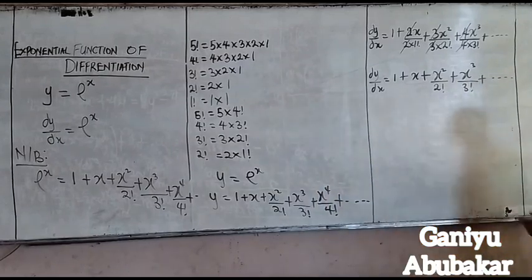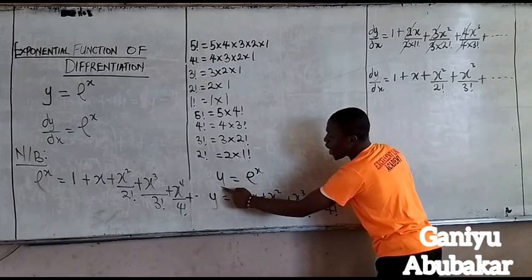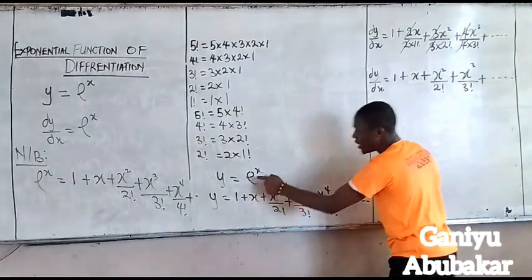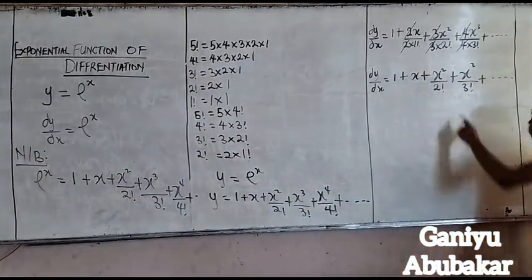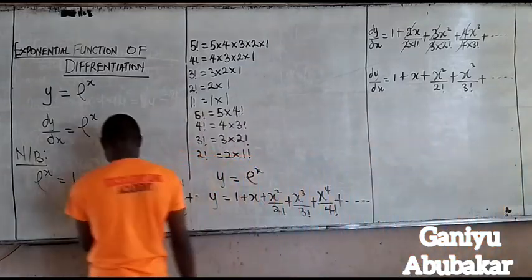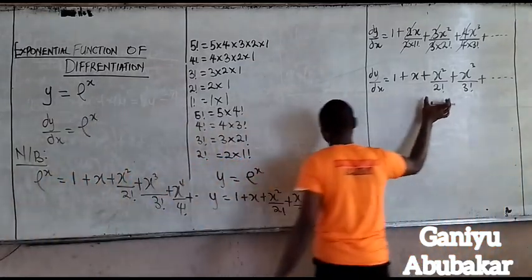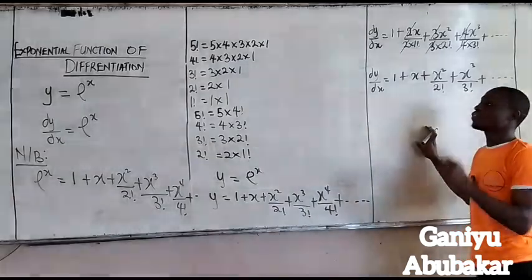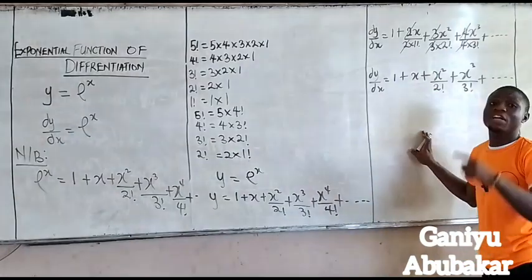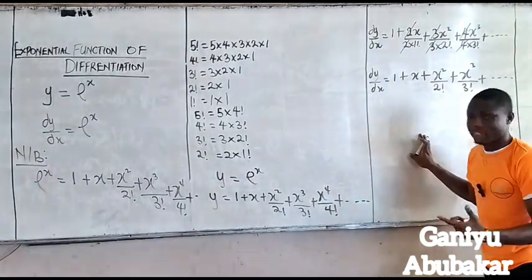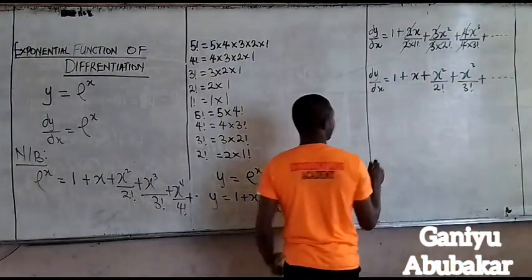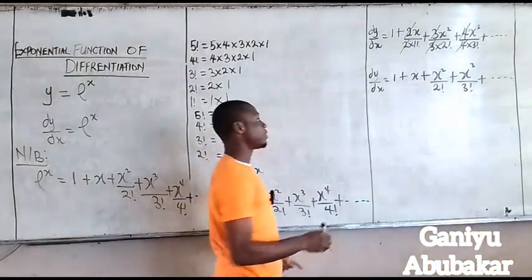Observe, when I differentiated y equals exponential x, I still have what? That same value. Compare, listen, this same value here, I'm still having that as my answer. So that's the reason why if you differentiate exponential x, you have exponential x. So let's take an example and explain this concept.